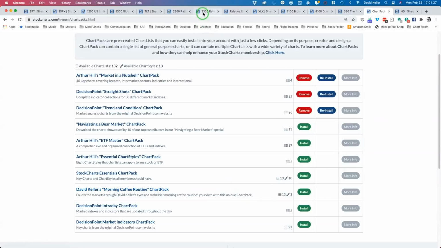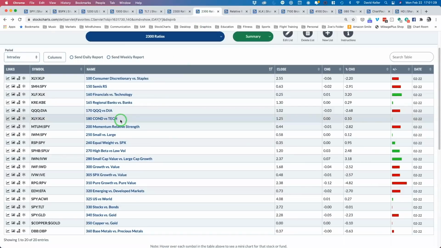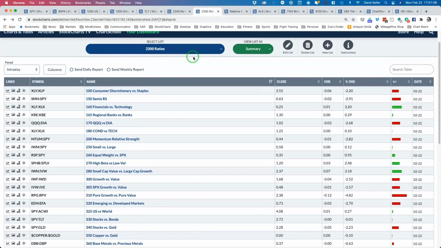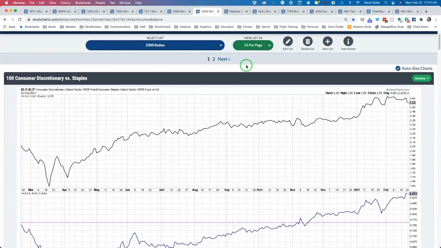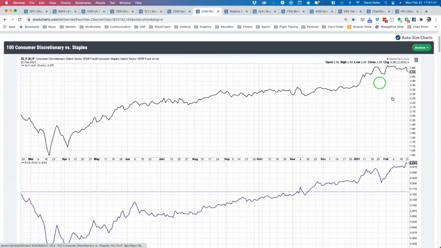What I'll show you is the standard set that you're going to have when you first download that chart pack. So this particular list is called 2300 ratios, and that's the one we're going to go through here today. We'll go through 10 per page, so we can go through all of them. You'll see there's a couple different styles that I tend to use to compare them, but they're very simple charts, right? This is literally going to be a line or two, and it's all about the slope of these lines. It's all about how these lines are moving relative to one another.